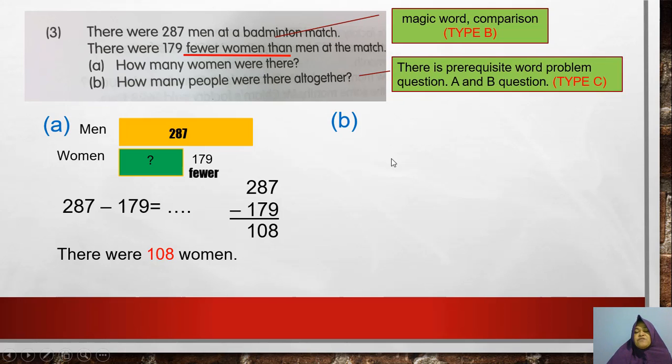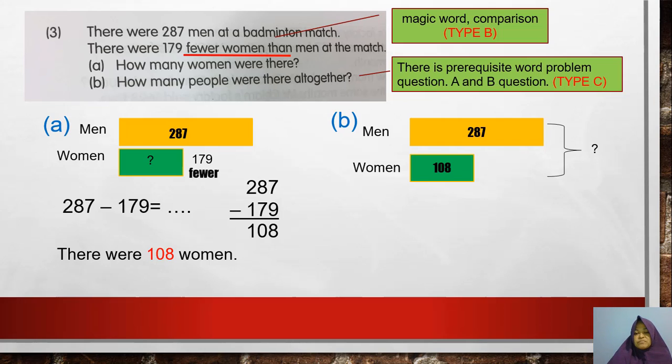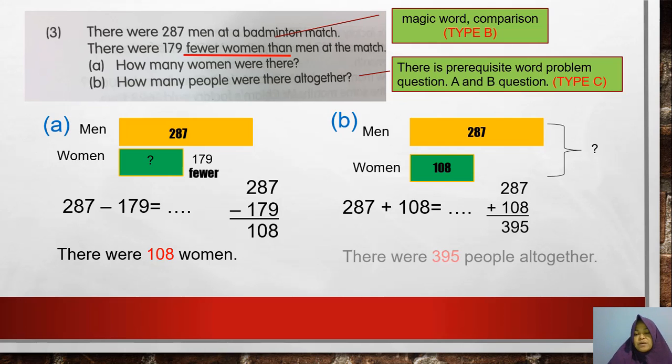Type C. You write it down first. How many men are there? 287. How about women? 108. All together, so 287 plus 108, the result will be 395. So there were 395 people altogether.